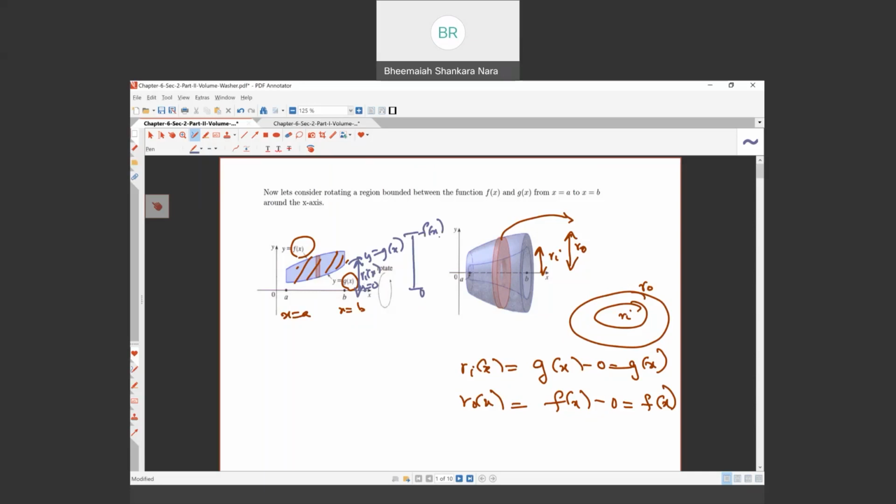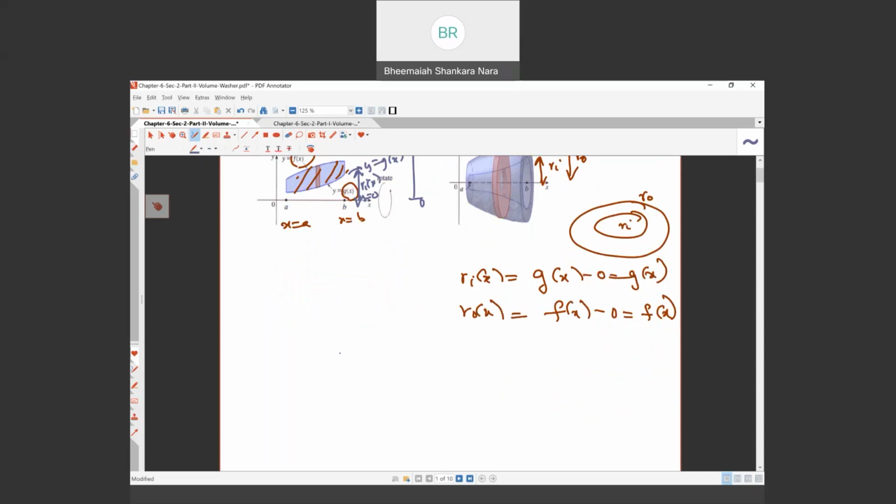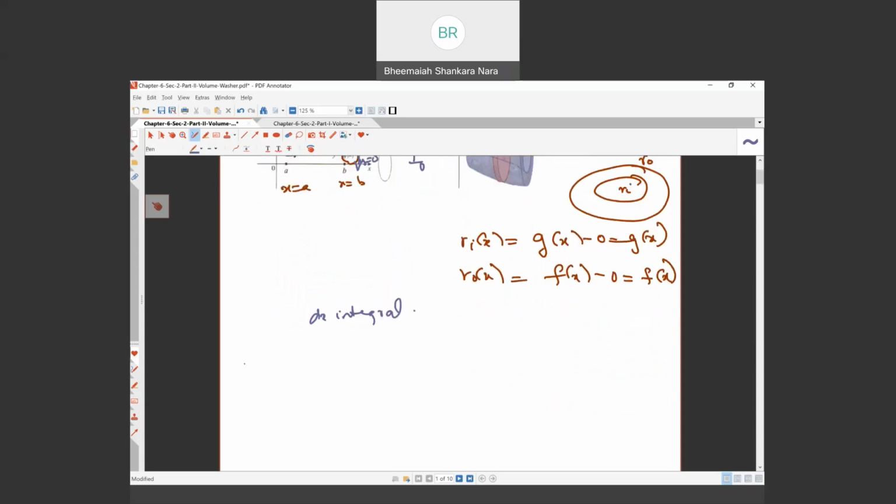So dx is the integral here because you're rotating around x-axis. So let's write the volume formula. X equal to a to b, pi r sub 0 square minus pi r sub I square, and then you have a dx.